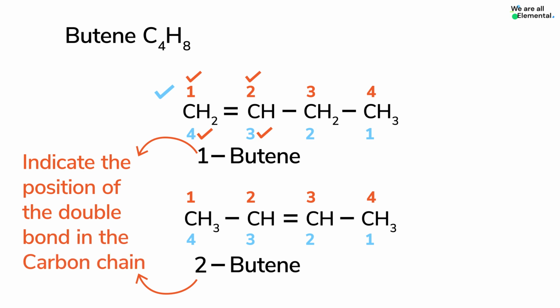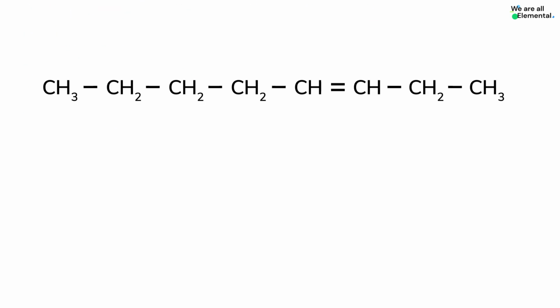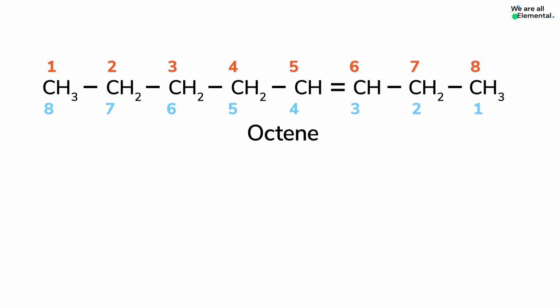Here are two more examples. To name this compound, we know it's an alkene because it has a double bond. Then number the carbon atoms from left to right and from right to left. And you can see that it has 8 carbons in the longest chain, and therefore the compound is an octene. Then assign the lowest possible number to the position of the double bond.